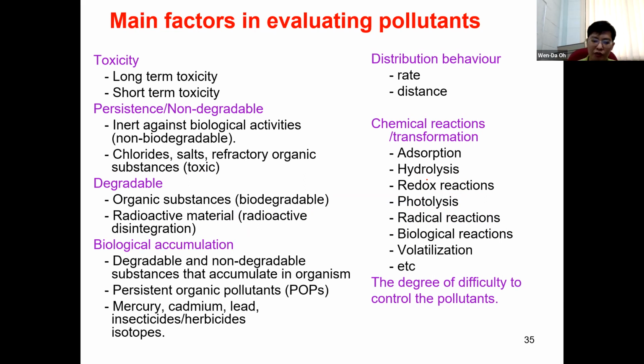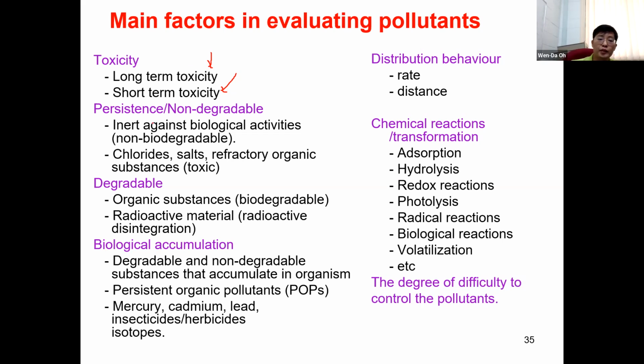Usually when we have a pollutant, we will look into the toxicity, whether that particular pollutant can induce long-term toxicity or short-term toxicity. A pollutant in our body can have a very short half-life, as in it doesn't really stay in our body for a long time. Sometimes it can have a long half-life. If it has a long half-life, generally it can cause long-term toxicity, because it stays in our body for a longer time and can induce more toxicity.